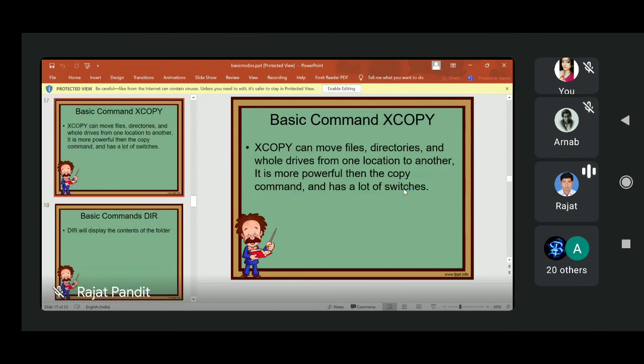Then the basic command xcopy can move files, directories and whole drives from one location to another location. So it has more power than the copy command, because if you want to copy the whole directory or the whole drive from one drive to another drive, that is not possible by the copy command. Suppose under C directory you have something, you want to copy all that information to the D drive, then you can use this xcopy command.